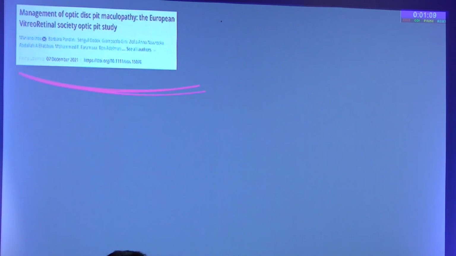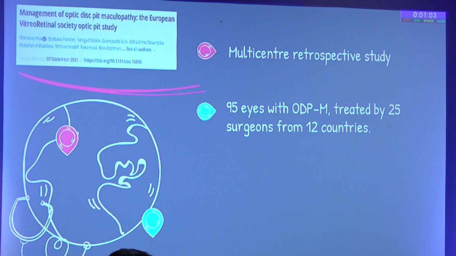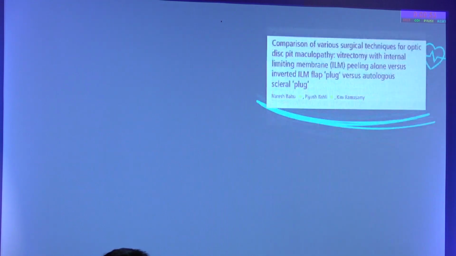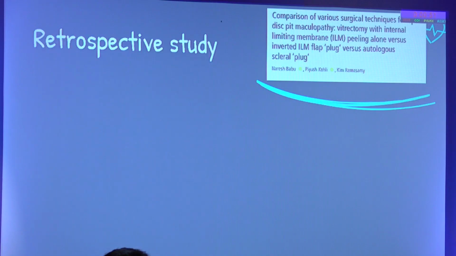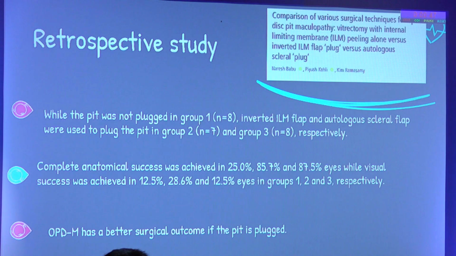Coming to a few literature references, the EVRS study for optic pit showed, with 25 surgeons from around 12 countries and 95 eyes, higher rates of resolution of SRF and IRF with pars plana vitrectomy compared to laser. Another study by Naresh Babu et al. was a retrospective study which compared ILM peeling, ILM flap and scleral plug, which showed better surgical outcomes if the pit was plugged.